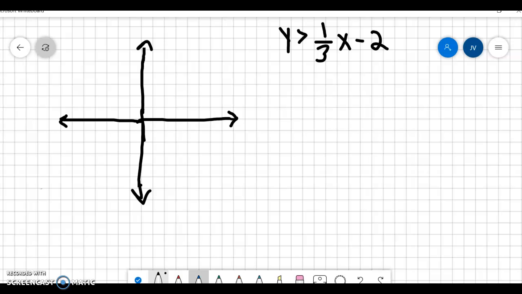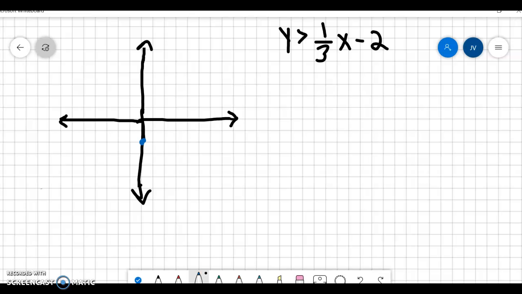So first step we're going to do is to plot out where we're going to be drawing our line. We're going to start with our y-intercept, which is a -2. The next step would be to look at our slope, which is a positive 1/3. And that means we're going to rise up 1 and we're going to move over 3 spots.